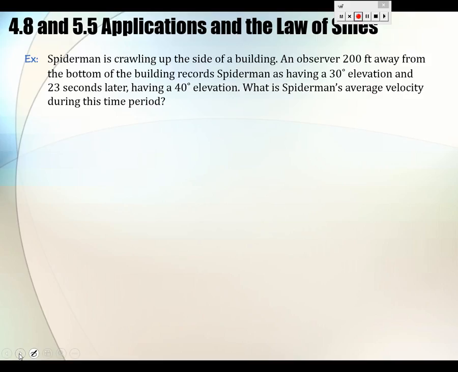Go ahead. Spider-Man. You know it's going to be good if the first word is Spider-Man. Spider-Man is crawling up the side of the building. An observer 200 feet away from the bottom of the building records Spider-Man as having a 30-degree elevation and 23 seconds later having a 40-degree elevation. What is Spider-Man's average velocity during this time?